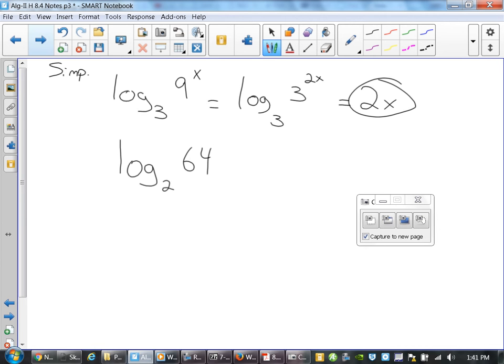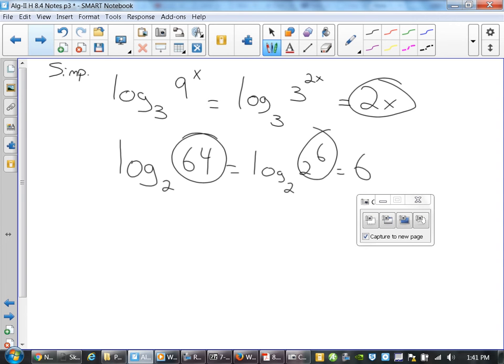Log base 2 of 64. I want to try to rewrite 64 as a base 2. Very good, you're right. So this is the same thing as saying log base 2 of 2 to the 6th. Again, you have the base 2 for the logarithm and base 2 for the exponent. Since those bases are the same, the exponent falls. I just rewrote this as 2 to the 6th. Okay, I got it.